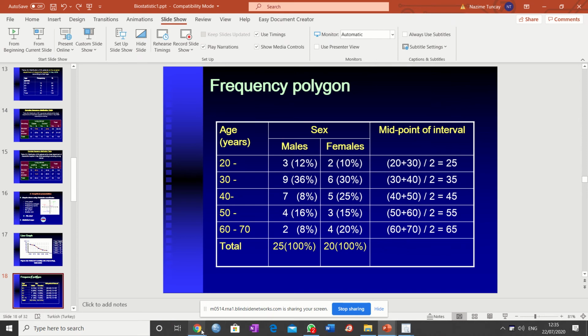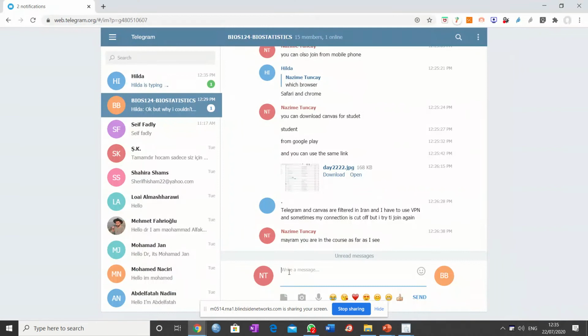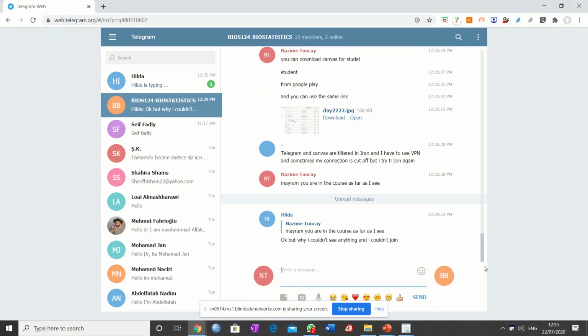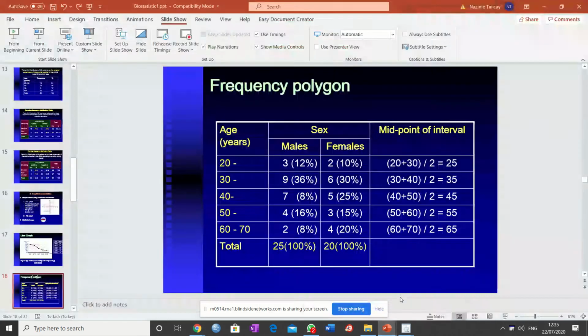Yes, there is a message, is it from Big Blue Button? So it's from Telegram. Okay, I don't know. Hilda is writing something. Okay, we can help her later. I have to continue now.